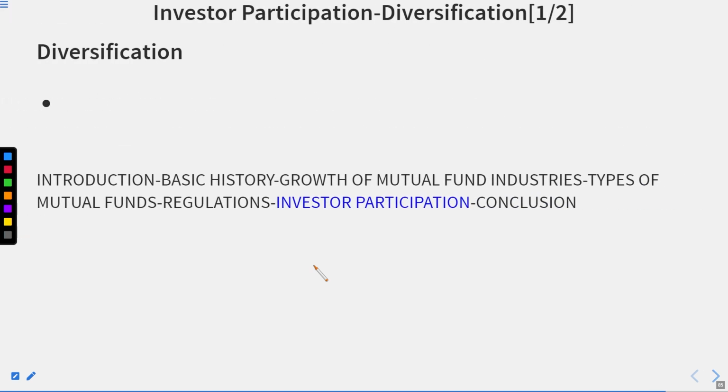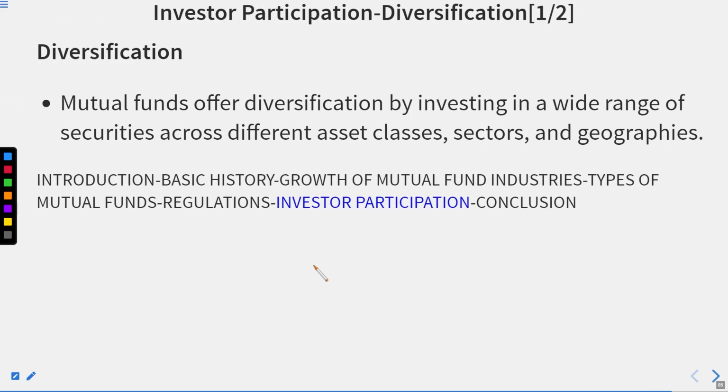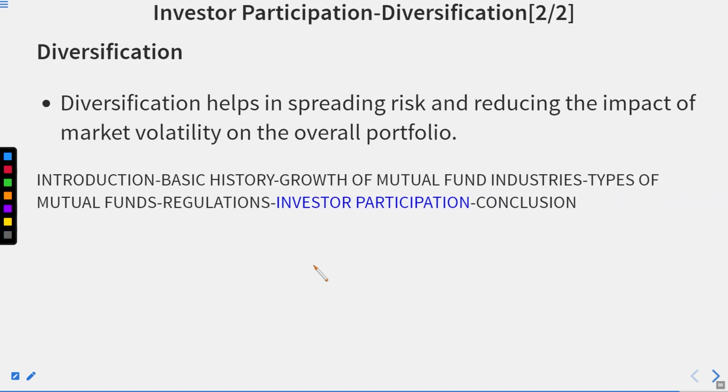Diversification. Mutual funds offer diversification by investing in a wide range of securities across different asset classes, sectors, and geographies. This helps in spreading risk and reducing the impact of market volatility on the overall portfolio. Because if at some place the market is volatile, at another place the market is stable. So you could have a balanced approach from here and there.